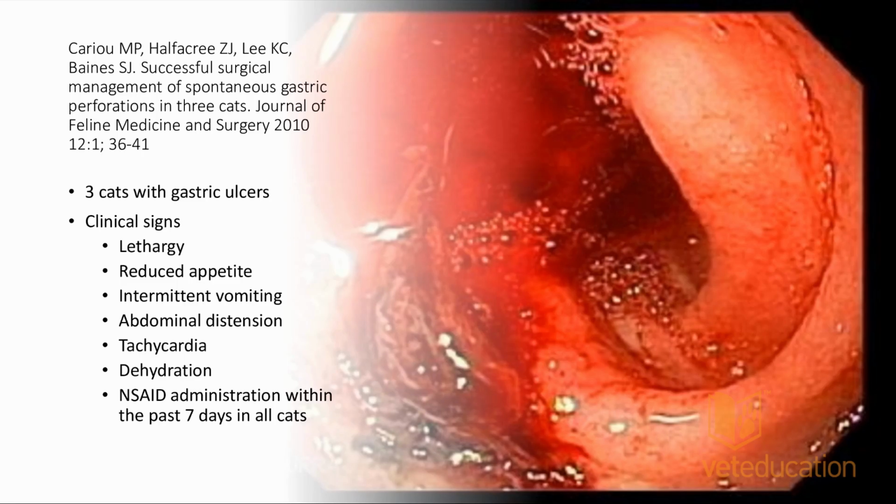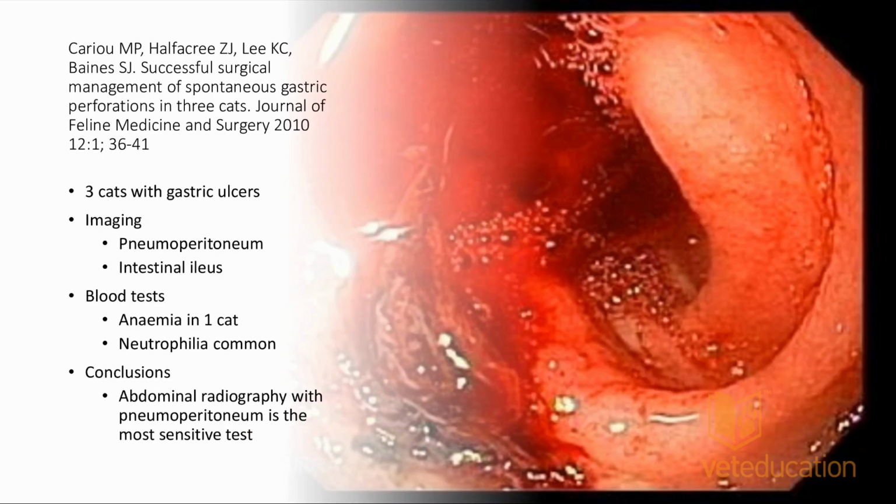So these patients were starting to show signs of cardiovascular compromise and fluid loss, and obviously they'd lost appetite, they perhaps weren't drinking all that well. All of these cats had had non-steroidal anti-inflammatory administration within the past 7 days. So that is going to be a real big clue. Okay, so these cats had all had non-steroidal anti-inflammatory drug administration within the previous 7 days.